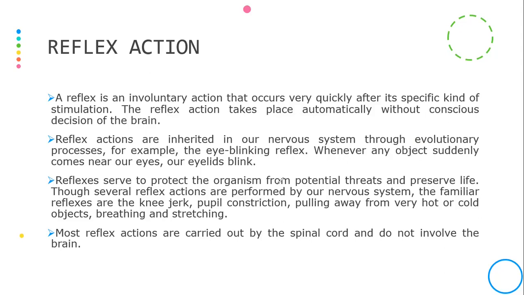Reflexes serve to protect the organism from potential threats and preserve life. For example, the cerebral cortex, the forebrain, takes much time to take decisions. But for life-saving purposes, these reflex actions help us. Pulling away from hot or cold objects, breathing, stretching, knee jerk, pupil constriction, all these functions help us. They happen for life to carry on. These are all learned through the evolutionary process. This is not a day-to-day activity which we learn. Over generations, over lakhs and millions of years, we learned these things.